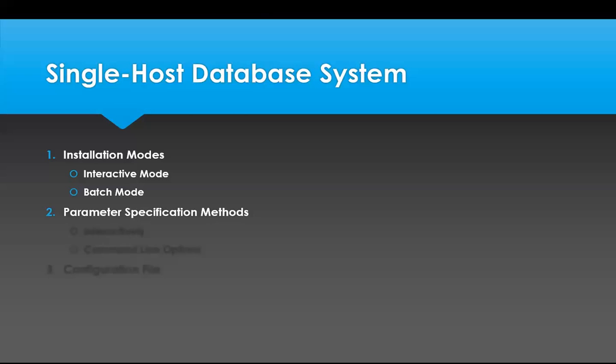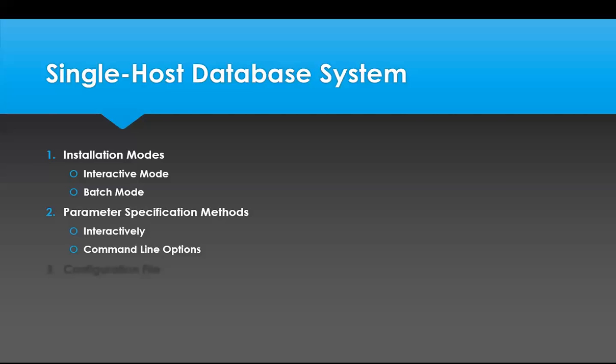Next are our parameter specification methods. Installation parameter values can be entered in one or more of the following ways. This is again the same thing. One is interactively, which is the default, and the other is command line options. Using either the command line interaction or the graphical interaction, most parameters are requested interactively, right? Parameters that are not requested just accept the default values.